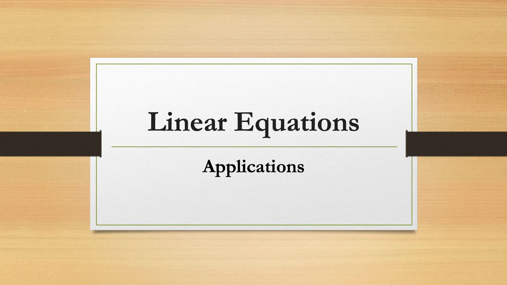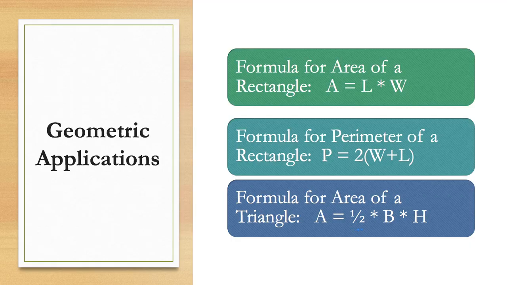We're going to continue our discussion of applications of linear equations by looking at several geometric applications. As a review, remember that the formula for finding the area of a rectangle is length times width. The formula for finding the perimeter of a rectangle is 2 times the quantity length plus width. And the formula for finding the area of a triangle is equal to 1/2 times the base of the triangle times the height of the triangle.